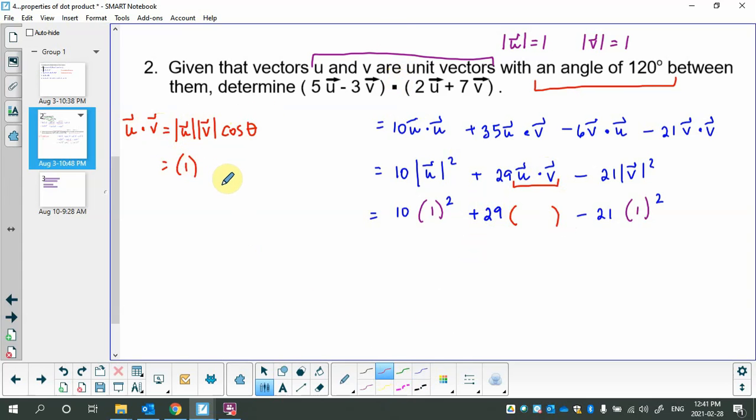The magnitude of u is 1. It's a unit vector. The magnitude of vector v is 1. It's a unit vector. Cos 120 degrees. So what I need to do is figure out, using the unit circle, what that is.